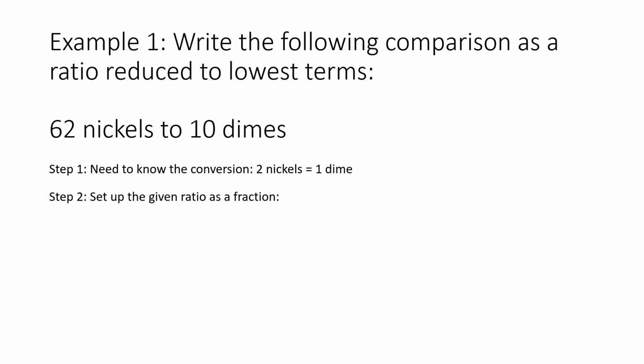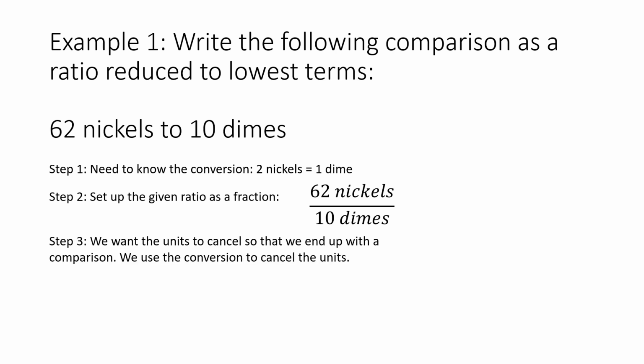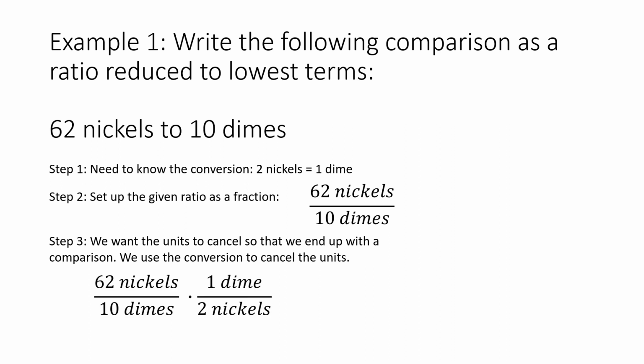So we're going to set up the given ratio as a fraction. We have 62 nickels over 10 dimes. And then we want the units to cancel so that we end up with a comparison at the end. So we're going to use the conversion to cancel the units. I'm going to set my equation like this. I'm going to have 62 nickels over 10 dimes, like I just showed in step 2, and then I'm going to multiply that by my comparison.